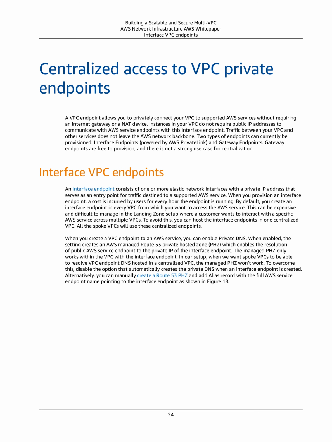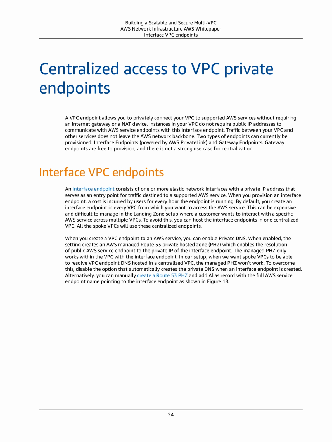Interface VPC endpoints. An interface endpoint consists of one or more elastic network interfaces with a private IP address that serves as an entry point for traffic destined to a supported AWS service. When you provision an interface endpoint, a cost is incurred by users for every hour the endpoint is running. By default, you create an interface endpoint in every VPC from which you want to access the AWS service. This can be expensive and difficult to manage in the landing zone setup where a customer wants to interact with a specific AWS service across multiple VPCs.